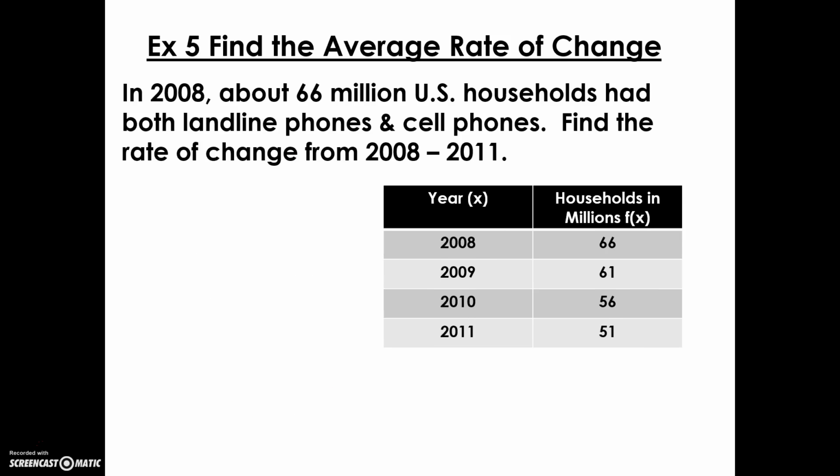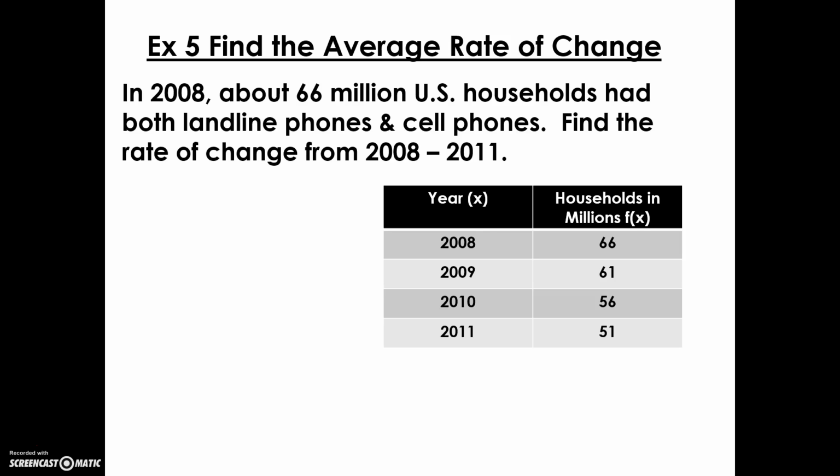All right, one more example. This is the last example. In 2008, about 66 million U.S. households had both landline phones and cell phones. Find the rate of change from 2008 to 2011.